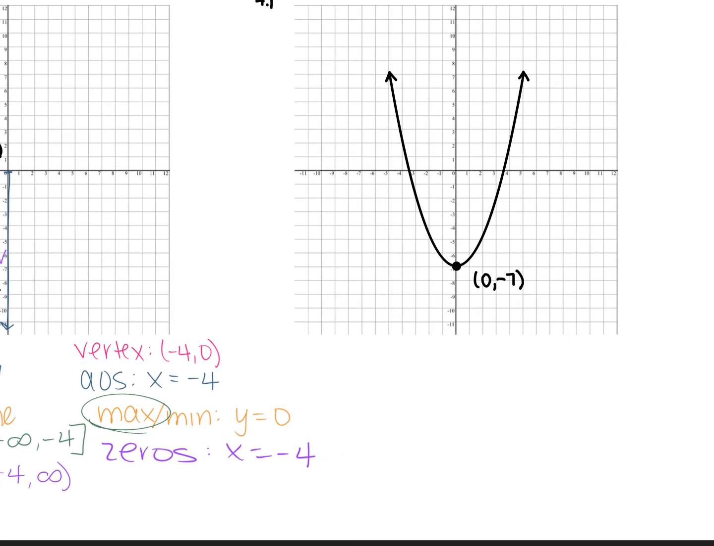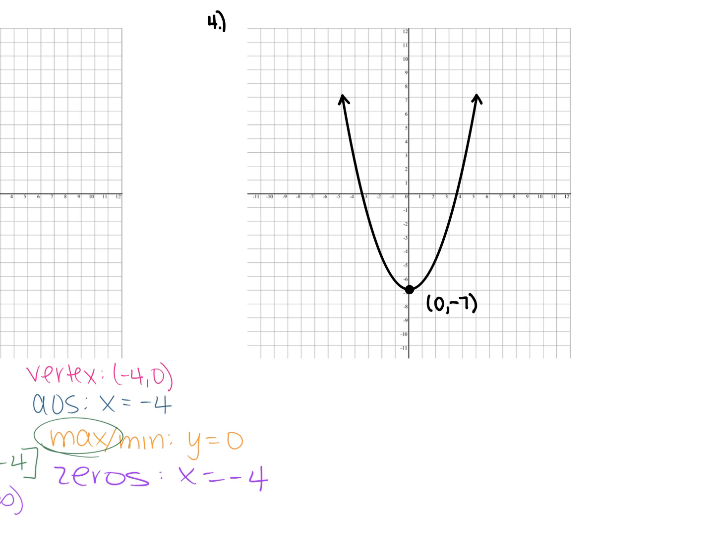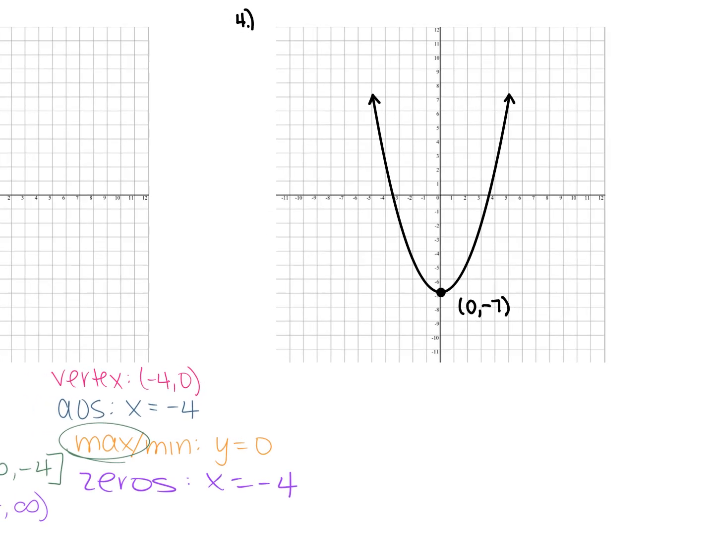For your next one, you have a parabola that opens up with a vertex of 0, negative 7. So with this one, your domain, again, is automatically all real numbers since you have that parabola. Your range goes from negative 7 up to positive infinity. So the lowest number there is negative 7, and it goes up to positive infinity. Your constant, just like with the other one, is none, because there is no part that's flat horizontally.